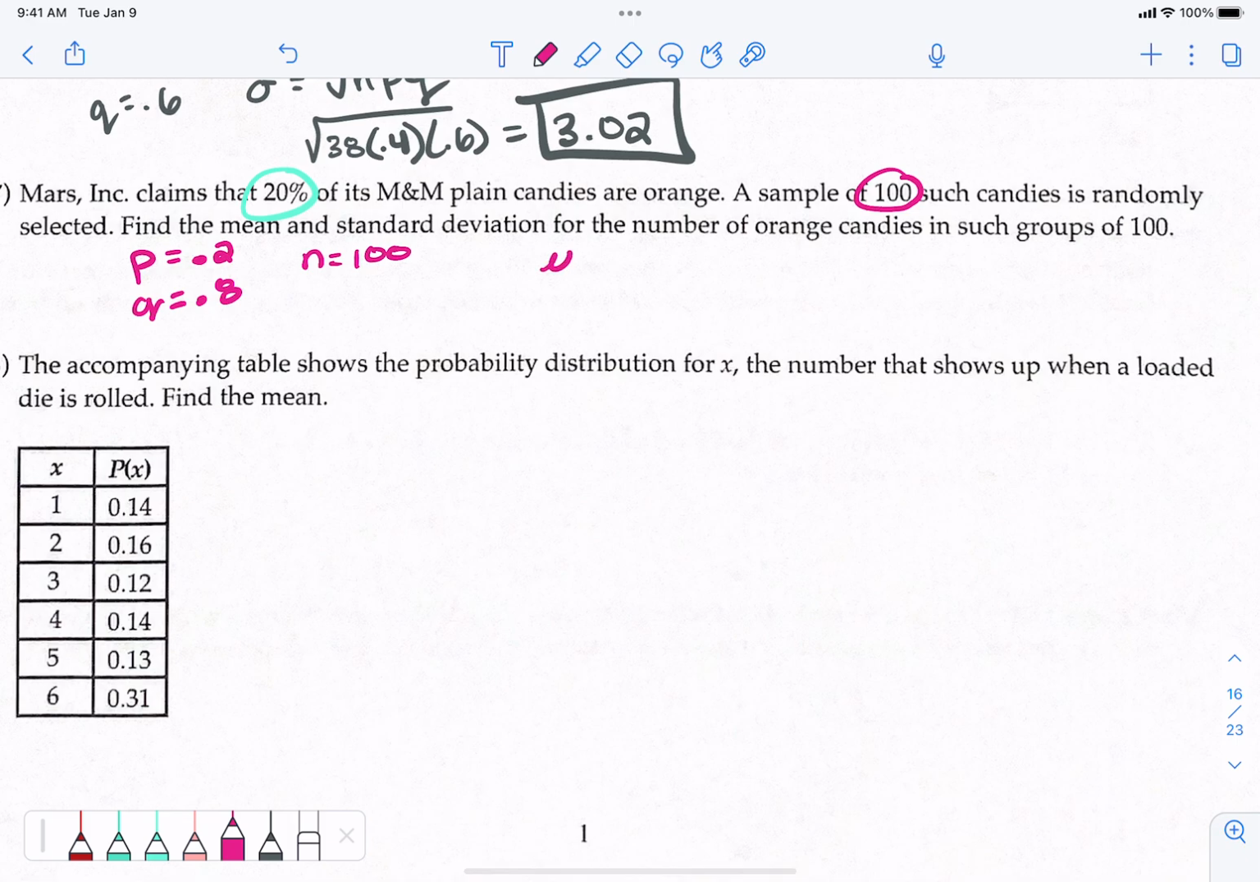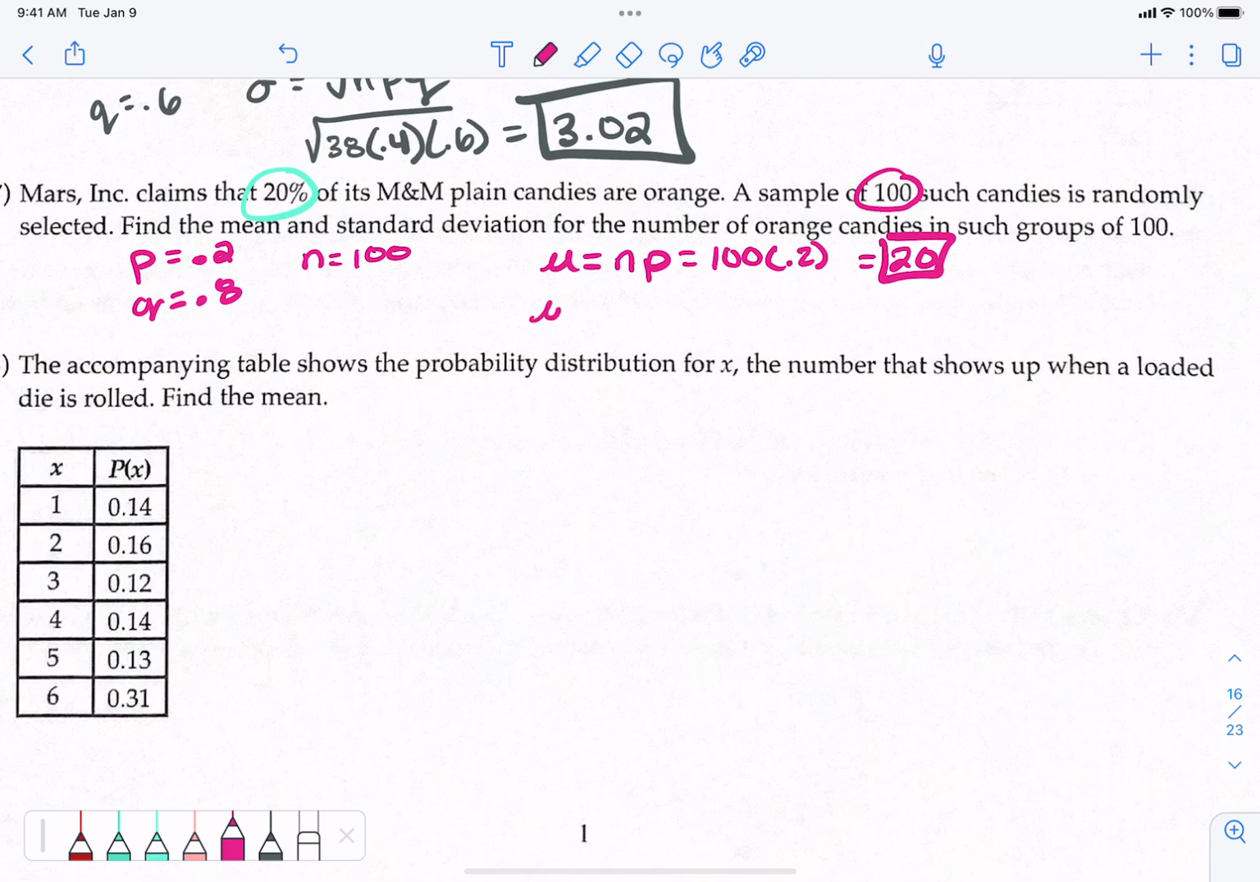A sample of 100 candies. N equals 100. Randomly selected. Find the mean number and standard deviation for the number of orange candies. So mean is the average. If 20% are orange and we have 100 candies, how many are going to be orange? You take N times P, 100 times 0.2, which is 20 orange candies. That's the average. That should just make sense.